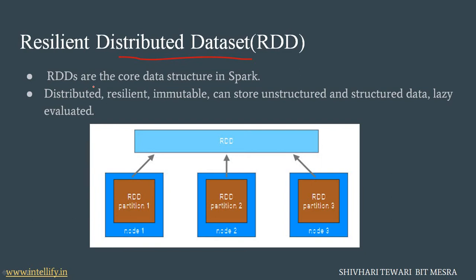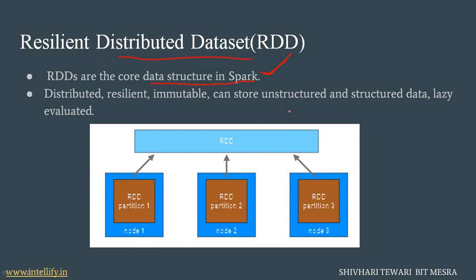So what are RDDs? Resilient distributed dataset. RDDs are the core data structure in Spark. Every programming language has its data structures. Like C has its own data structures, such as trees, graphs, arrays. These are the data structures of the C language. In a similar manner, Spark has its own data structure, called RDDs, the resilient distributed dataset. Distributed, resilient, and immutable. That means it can store unstructured and structured data.